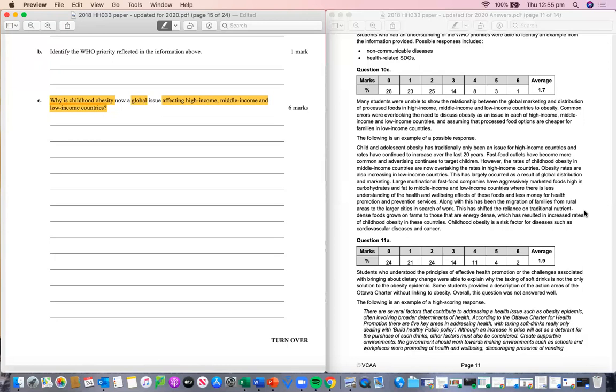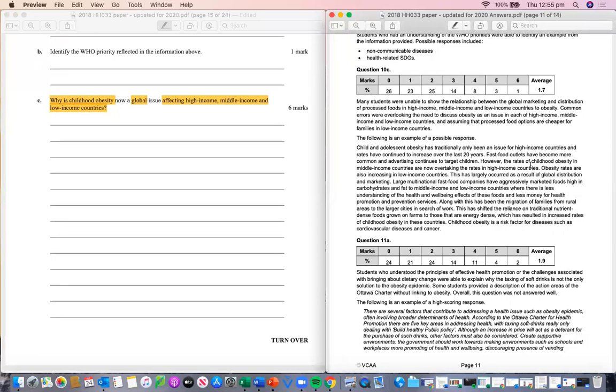So the first point obviously came from looking at how it can affect high-income countries. The first part there was obviously that it used to only be an issue for high-income countries, and rates have continued to increase. The second part has come from the global aspect or the marketing aspect, so that advertising continues to target children. Then looking at how middle and low income countries have been affected, obesity rates are also increasing in low income countries.